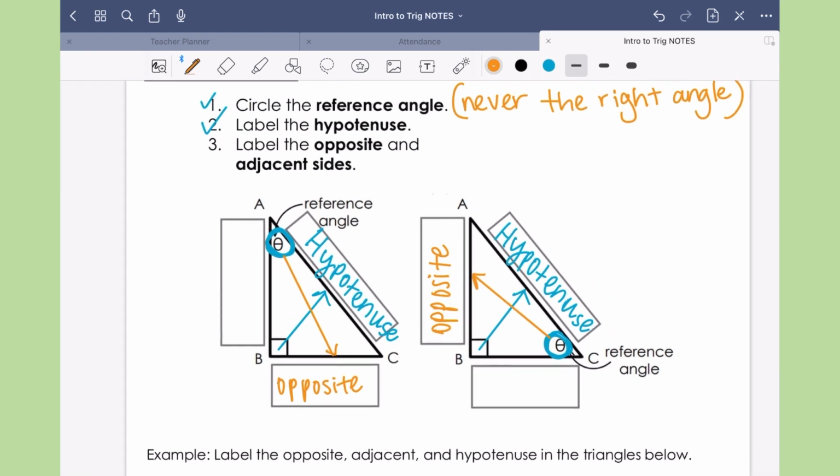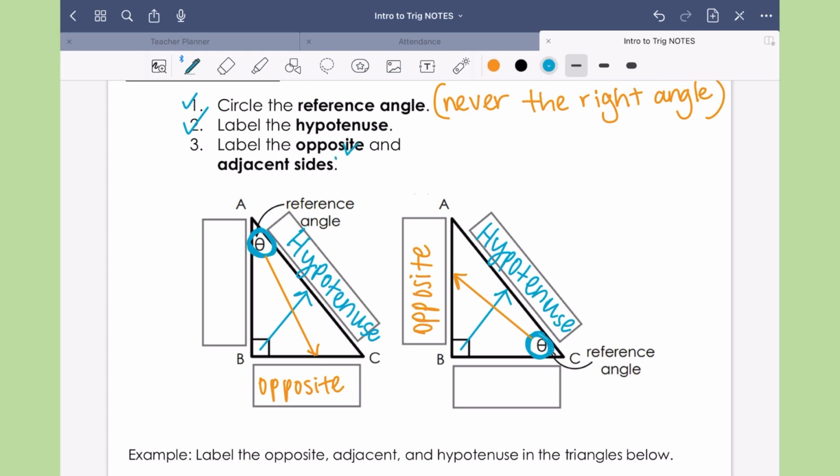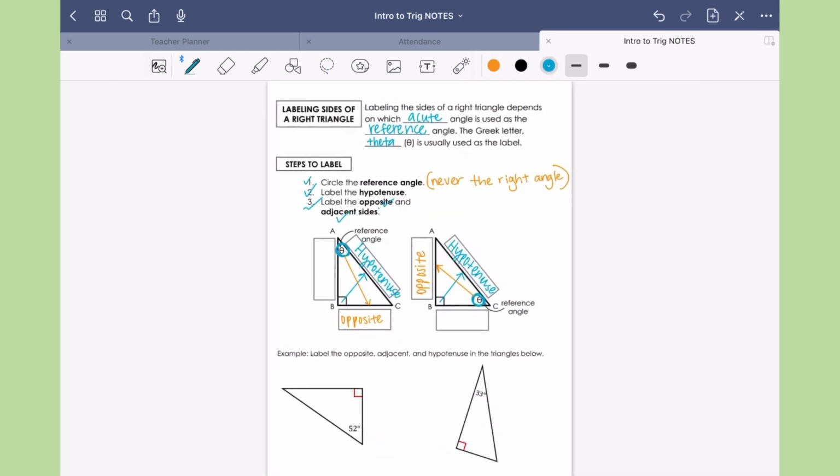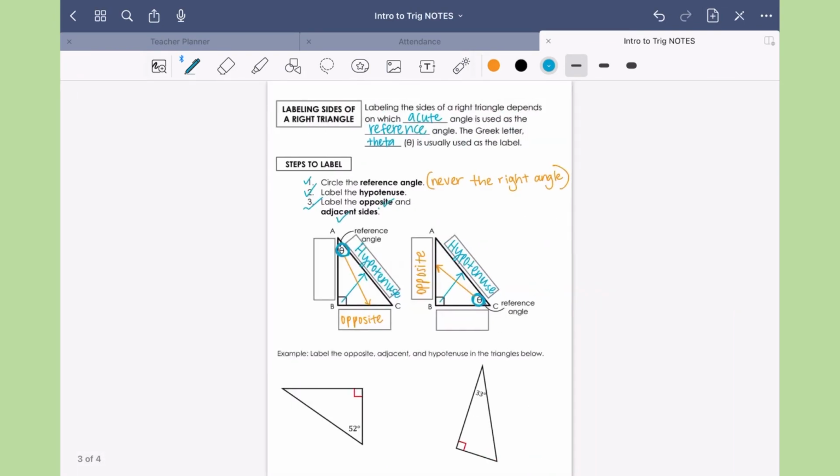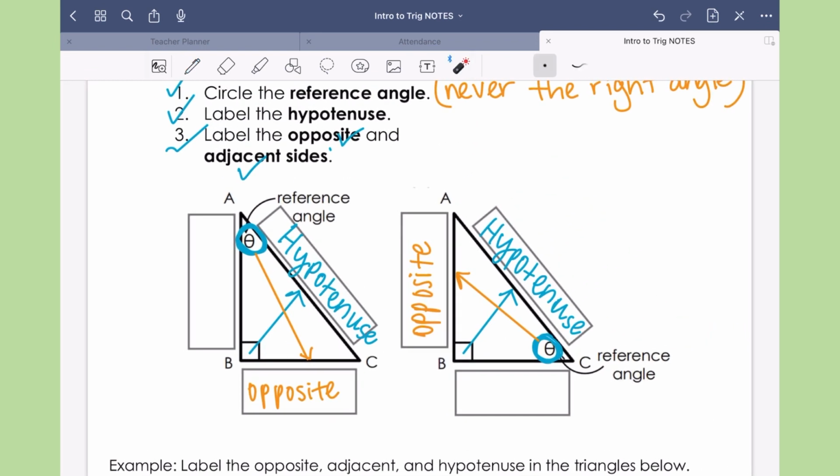Now let's do adjacent. So we did opposite. Let's do adjacent side. Adjacent means next to the reference angle, or it touches it. If I go to my reference angle, right next to it, it's touching it, here is your adjacent side. A-D-J-A-C-E-N-T. Adjacent. And then for this triangle, the only other side missing is adjacent. So right here next to the angle, I didn't go across, it's right next to it, is the adjacent side.